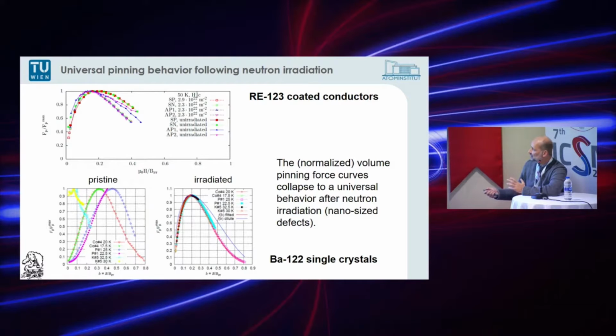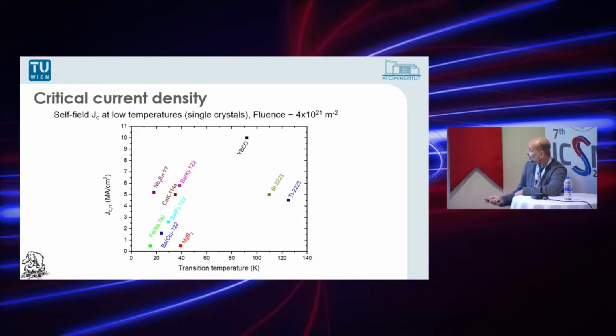So pinning is very strong there, and in the unirradiated samples, the solid symbols, you see that there is a spread of properties. But after the irradiation you find the same behavior, and it all collapses onto one curve.